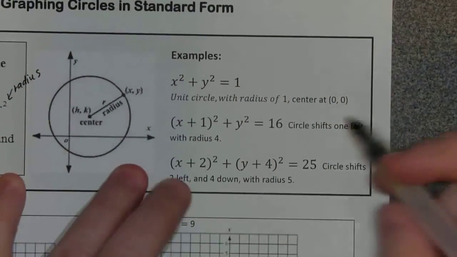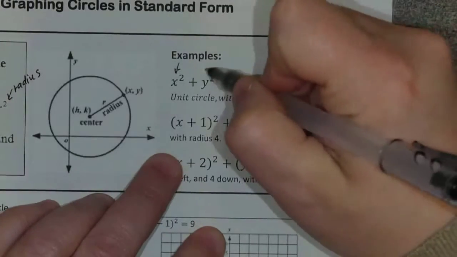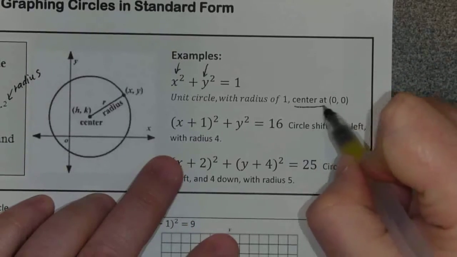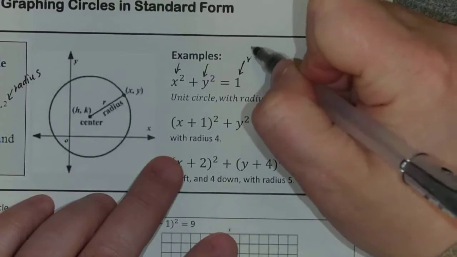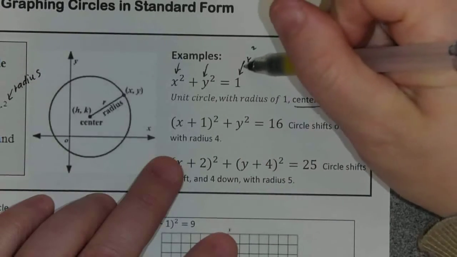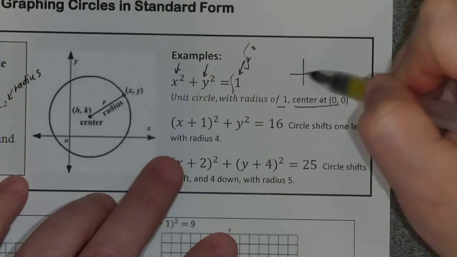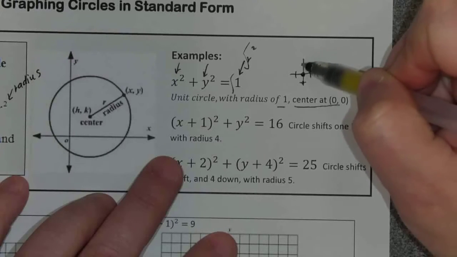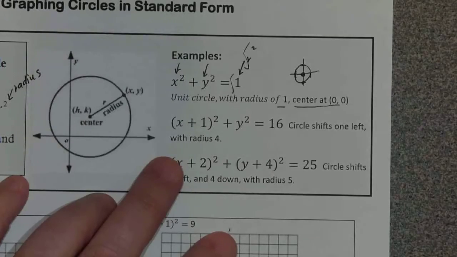So over here on some examples, if you look at this right here, we're moving left or right 0. We're moving up or down 0 because there's no number added or subtracted to the x and the y's, which means our center is at (0, 0). And then this would be equal to our radius squared, so we would just square root both sides to get our radius of 1. So you would start at (0, 0). You would count 1 in every direction for your radii, and then draw your circle through those ordered pairs.